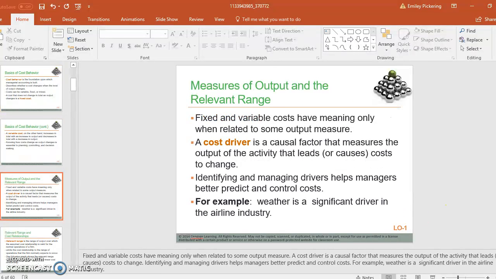Okay. Cost drivers are those factors that cause cost. So they are the root of cost or change. We're going to have to identify those a little bit later so that we can use those to figure out how we are going to allocate our costs.